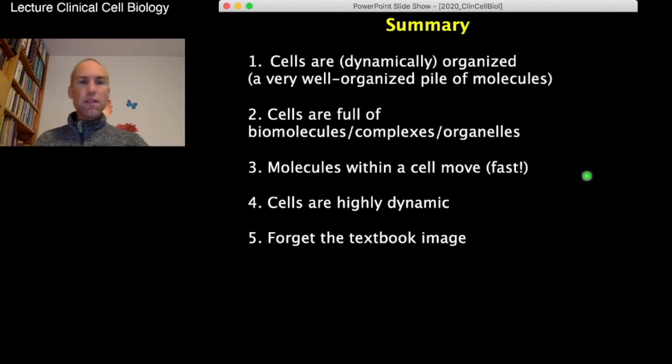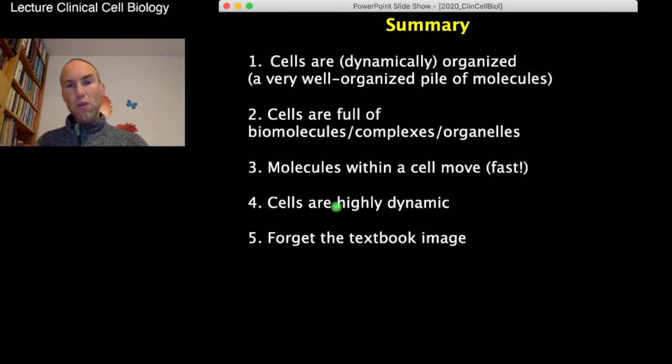Now, all these microscopy experiments give you a slightly different view of a cell. So, to summarize, cells are dynamically organized. You could indeed say that they are very well organized piles of molecules. They are full of biomolecules, complexes, organelles. They're completely packed with all these kinds of structures and molecules. And even so, the molecules within a cell, proteins, can really move fast. They can move from one side of a cell to the other within seconds.